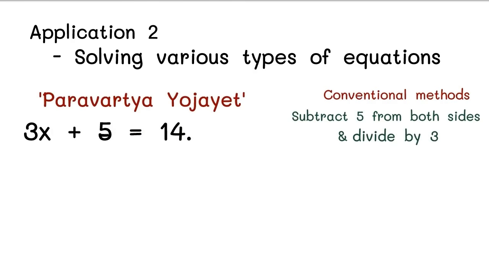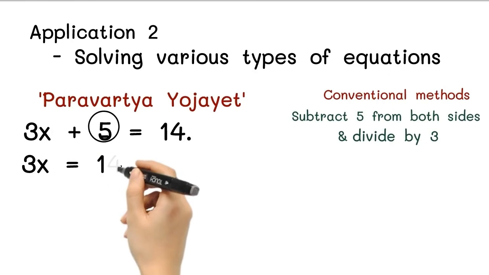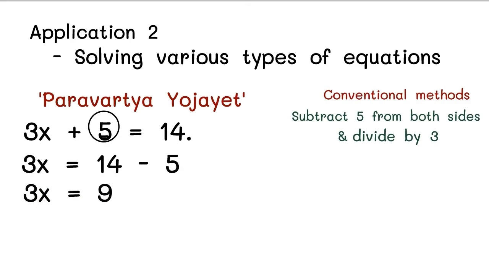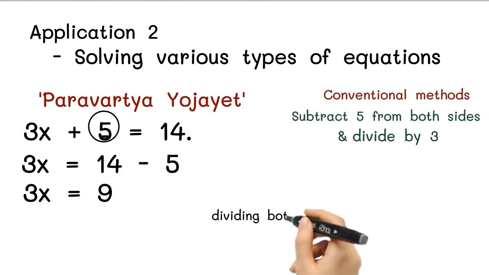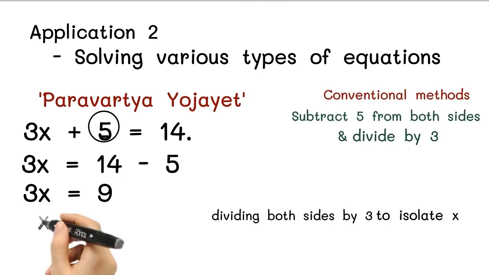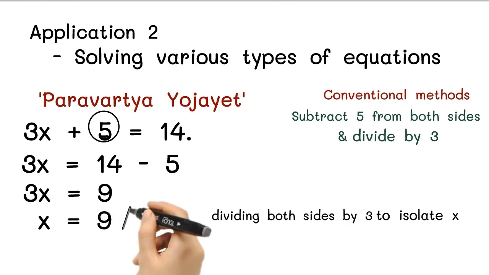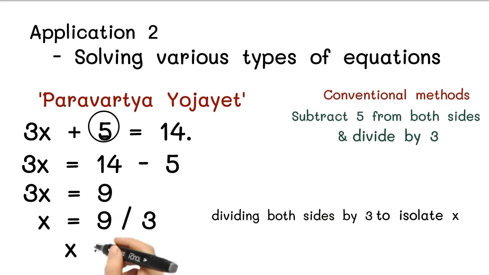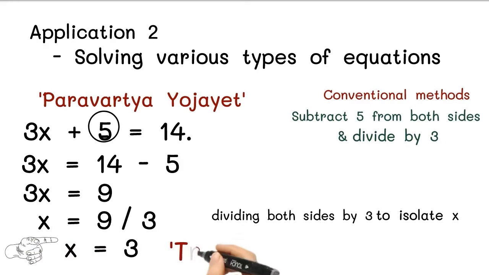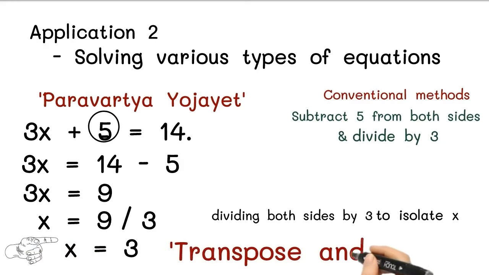First, we transpose the constant term to the other side of the equation, which is 5 in this case. This gives us 3x equals 14 minus 5, which simplifies to 3x equals 9. Next, we apply the operation of dividing both sides by 3 to isolate x. So, we get x equals 9 divided by 3, which is x equals 3. And there you have it. We have solved the equation in a straightforward and efficient manner using the transpose and apply method.